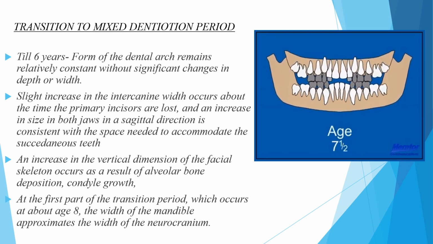Now let's see about the transition to the mixed dentition period. Till 6 years, the dental arch remains relatively constant without any significant changes in depth as well as in width. There is a slight increase in the intercanine width which occurs at the time the primary incisors are lost, and an increase in the size of both jaws in the sagittal direction is consistent with the space needed to accommodate the secondary teeth. An increase in the vertical dimension of the facial skeleton occurs as a result of alveolar bone deposition as well as condylar growth. At the first part of the transition period, at about the age of 8, the width of the mandible will approximate the width of the neurocranium.